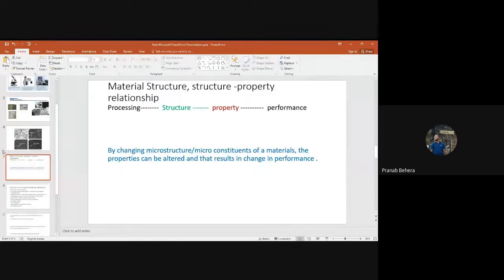Now, this is our real thing: microstructure, structure, property correlation. I think you people have remembered this linear relationship. Can anybody remember the linear relationship between processing, structure, property, and performance in material science? Yes, sir. What is the relation? Can you people tell me quickly?